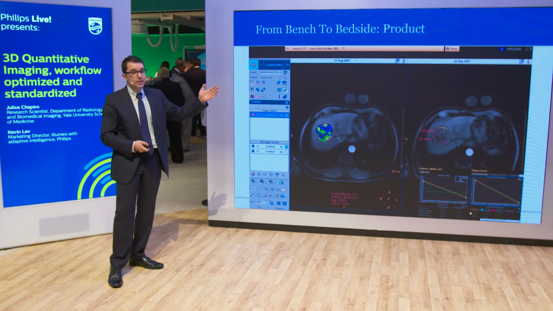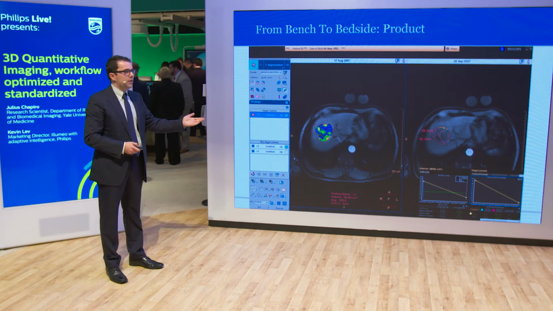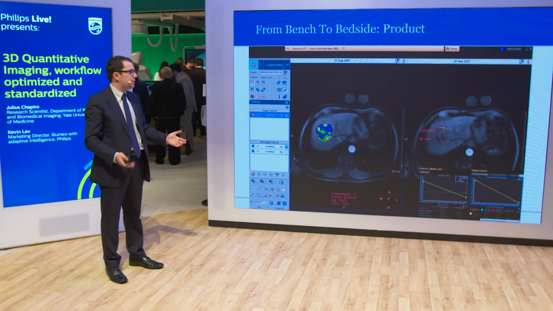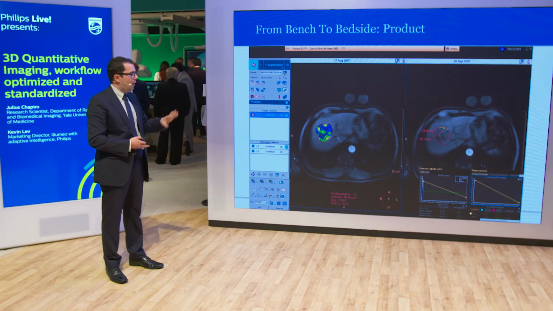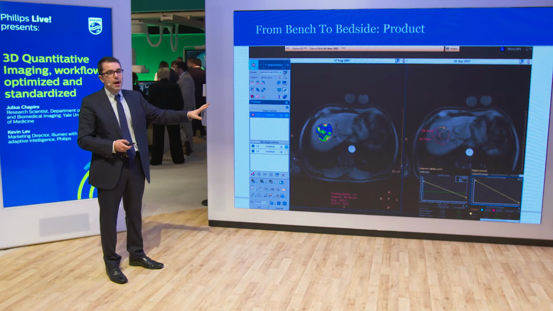Now, this is the source of pride and the cause for halftime in my talk to say we went from bench to bedside, and this is now a product that is widely available with Philips. The only limitation is that you need to have the Philips platform. It is not yet widely applicable to other platforms, but it does its job, and so far it is limited to the liver, but we can also look into the future where we apply it beyond.